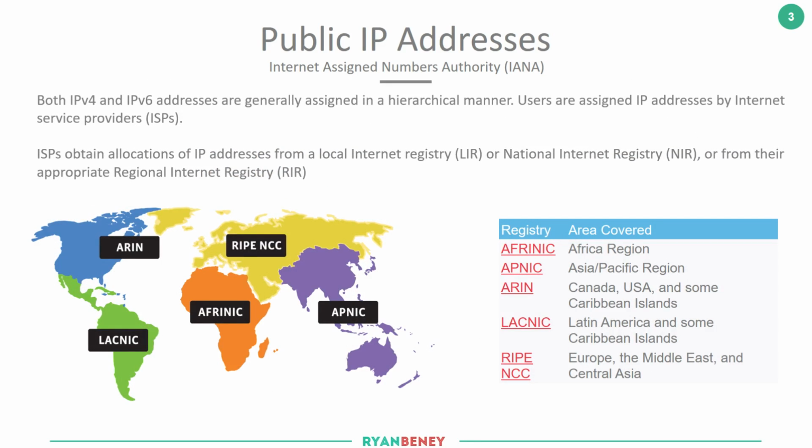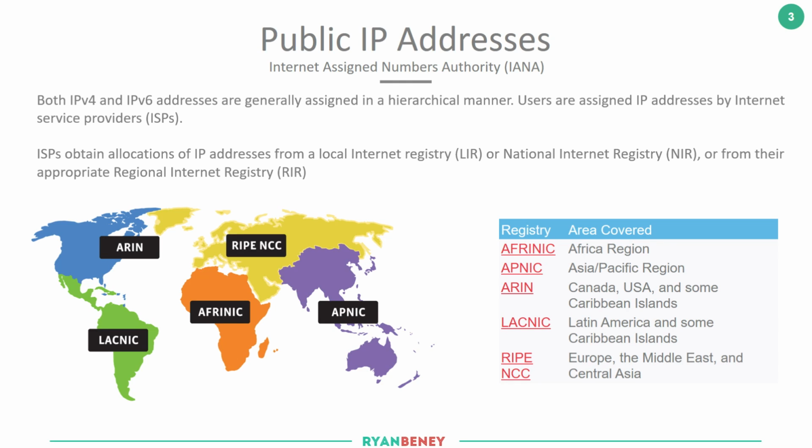IANA controls both the IPv4 and IPv6 addresses, and again, like it says there, they're assigned in a hierarchical manner. Users are assigned IPs normally by their ISP, which is what we just discussed. And ISPs normally get their IPs from local internet registries, LIR, or national internet registries. But more commonly, IPs are assigned from the Regional Internet Registry, the RIR. You can see from the map just below, different registries covering different areas.